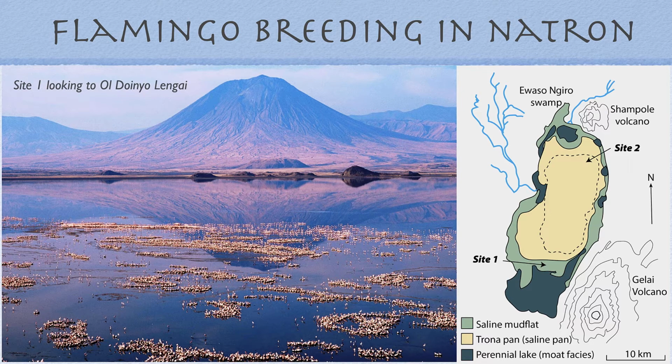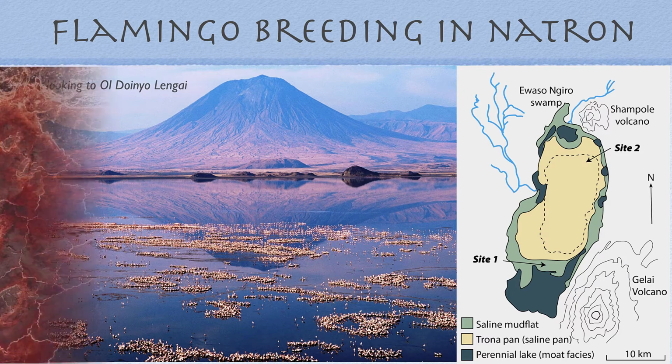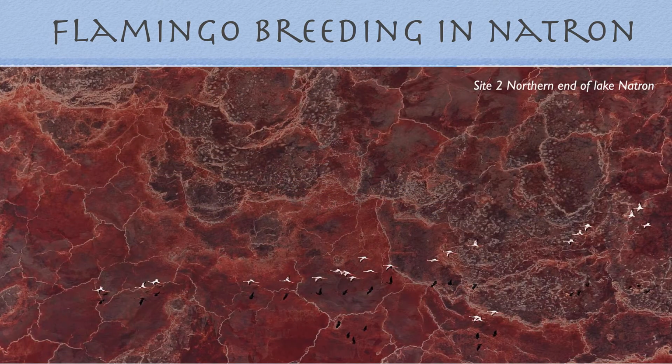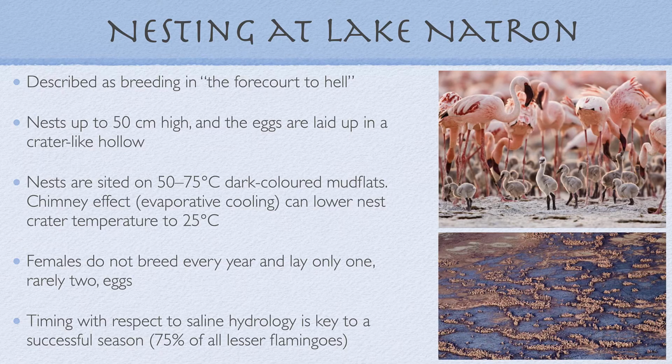And then to the north, here is the second site, the breeding site, where you can see nest mounds around the edges of these megapolygonal structures on the Trona crust. You can also see a few flamingos flying across this region on the northern end of the breeding sites. Now, as you can tell, this is a pretty inhospitable place to breed. Some ornithologists have described it as breeding taking place in the forecourt to hell.